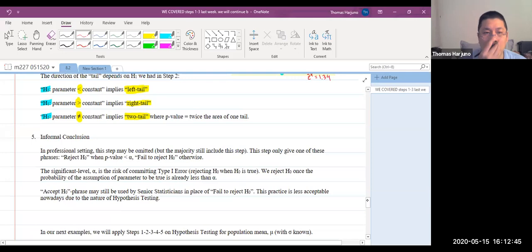Now how about the informal conclusion? The informal conclusion is super simple. You only have 2 choices. The first choice: reject the null hypothesis if the p-value you get is less than the significance level. Other than that, we say fail to reject the null hypothesis.